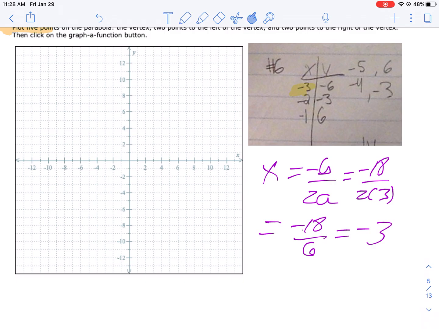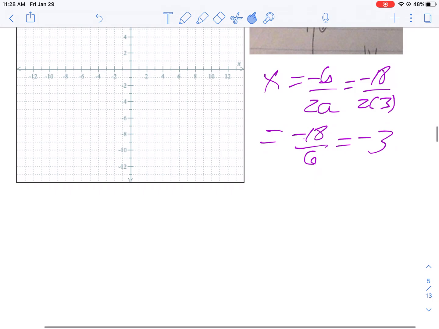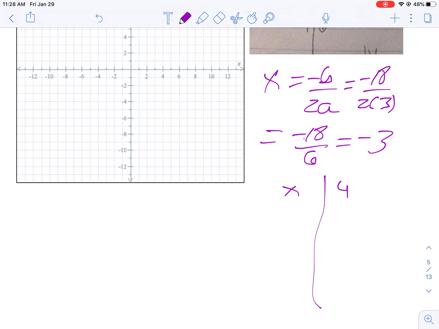You had that in your table. -3. That looks good. The only thing is that's your vertex, so you want that in the middle of your table. Maybe you just used the fact that you knew it was symmetric. That would explain it too. So we got -3, and I'll have a couple numbers to the left and the right because I want 2 on each side. So I'll go -2, -1, -4, -5.